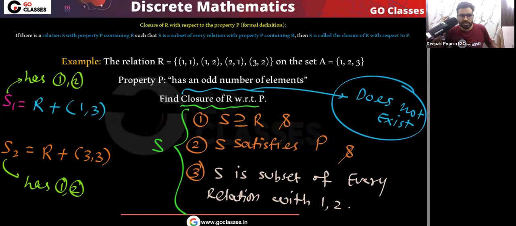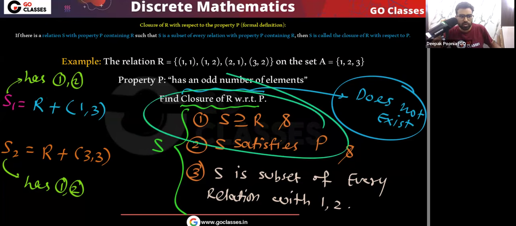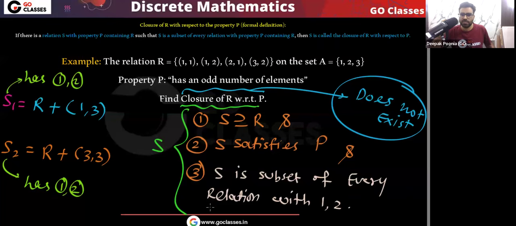So basically what the formal definition says is that the closure of a relation with respect to a property is a new relation which contains R, which satisfies P, and also this is smallest. What does it mean? It means that this is a subset of every relation which has this 1 comma 2 property. So using this example, you can easily understand the value of the formal definition. I hope it is clear.